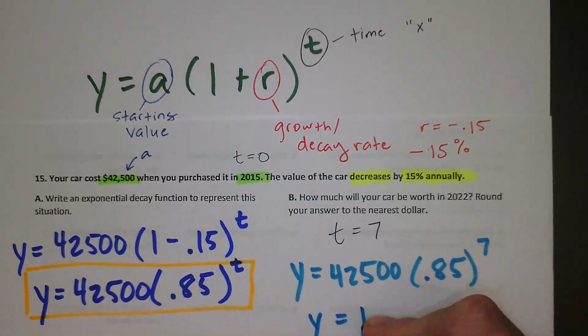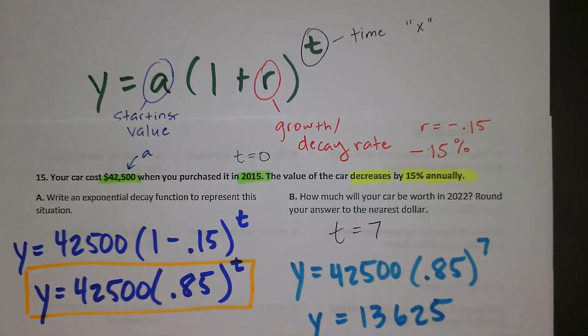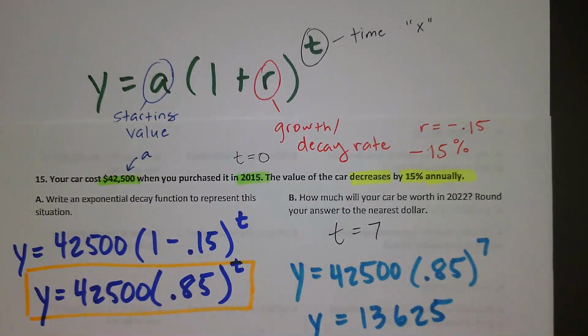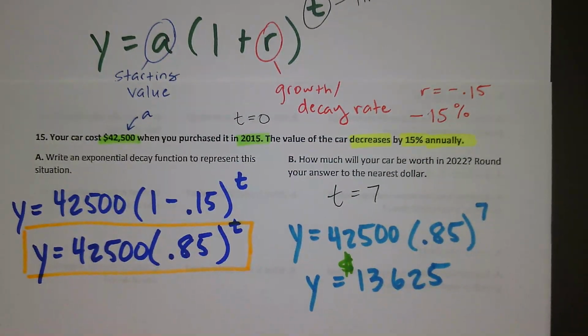So y is 13,625, and that is dollars. So I'll go ahead and put a dollar sign here. And that is our final answer for part B. 7 years later, the car will be worth $13,625.